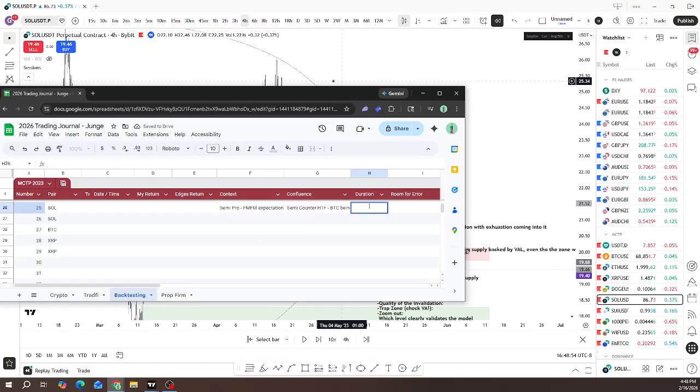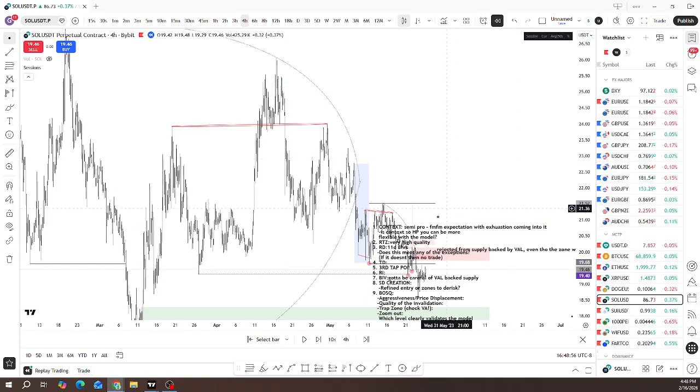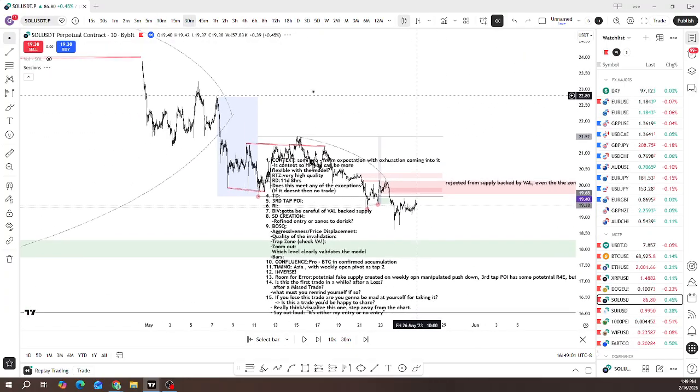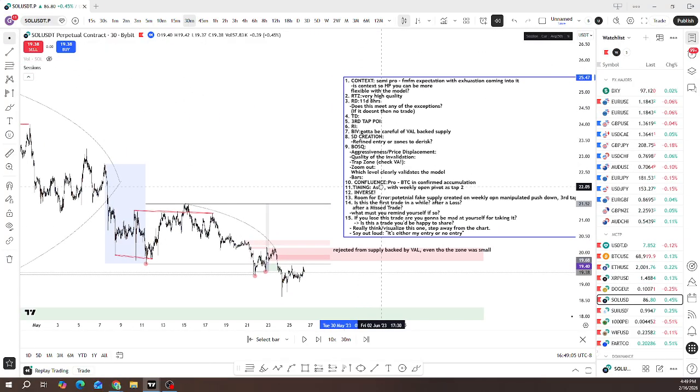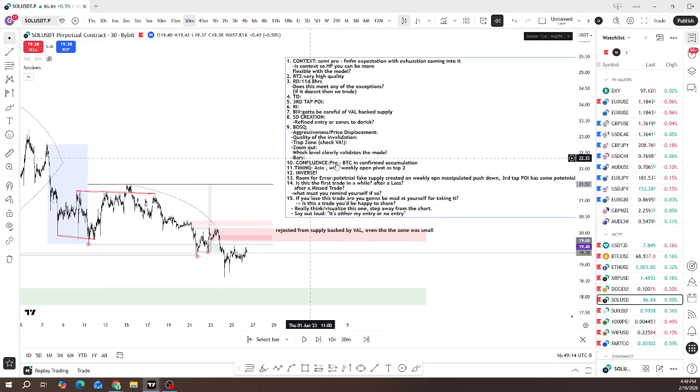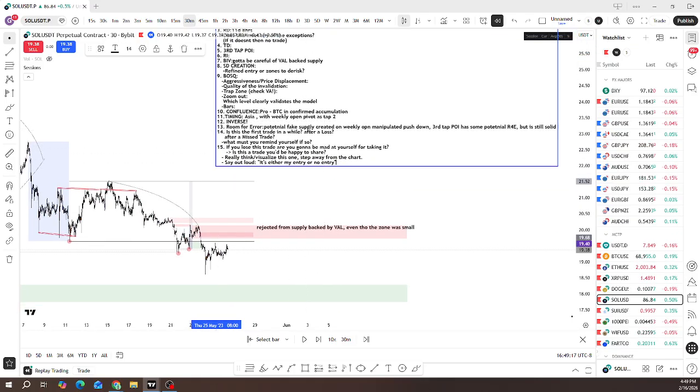Okay, the duration being 11 days, 8 hours. Room for error here was a potential fake supply created on weekly open, manipulated, pushed down. Third tap POI had potential room for error, but was still solid. So we're gonna analyze those two.